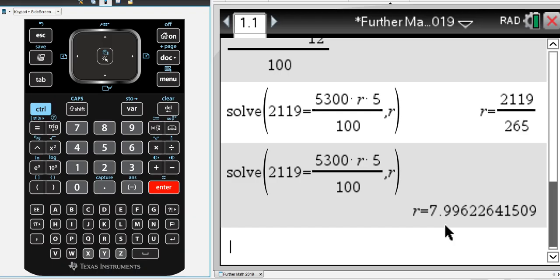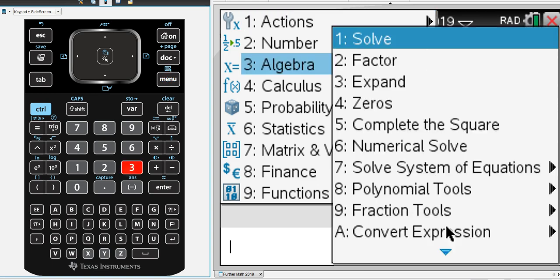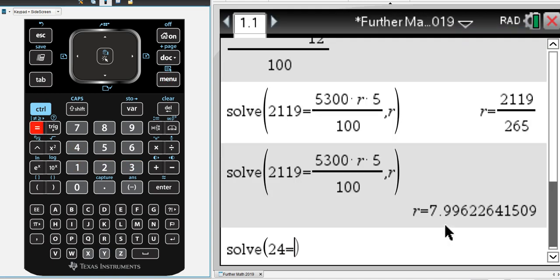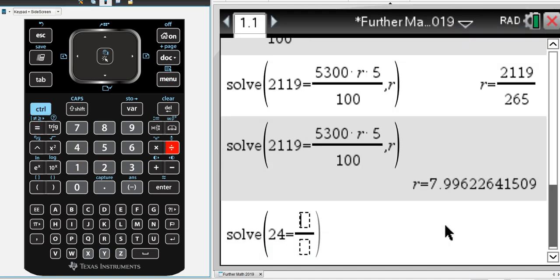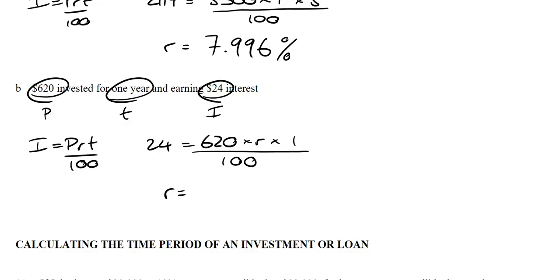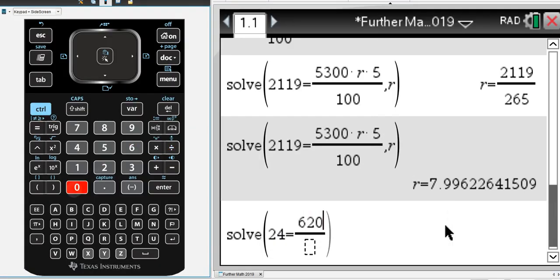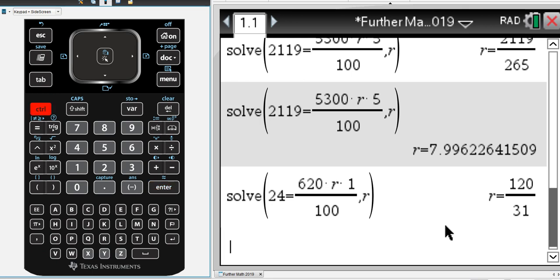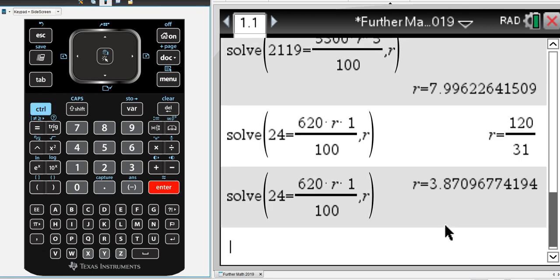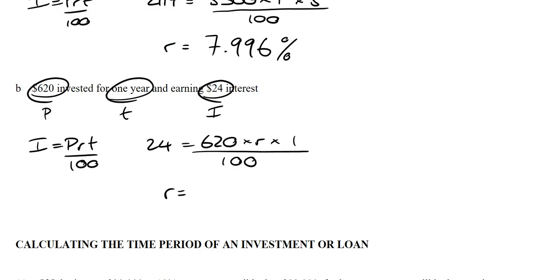R is equal to, go back to the calculator, menu, 3, 1, 24 equals, put in a fraction, the number was 620 times R times 1 over 100, solving for R. Control Enter to get a decimal, 3.87%. Usually a question will tell you how many decimal places it wants.